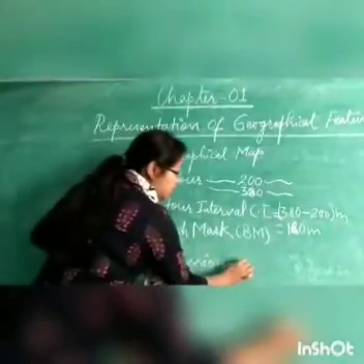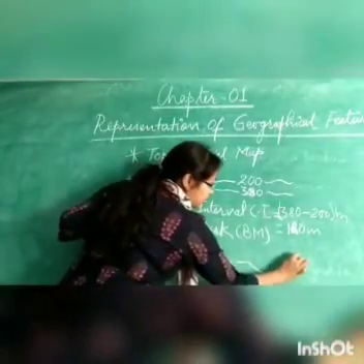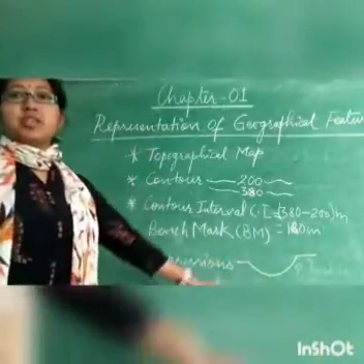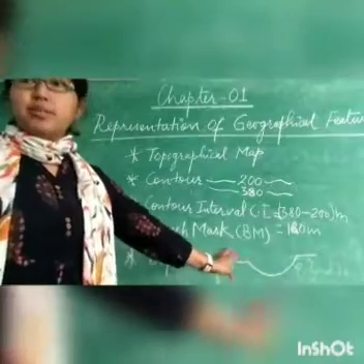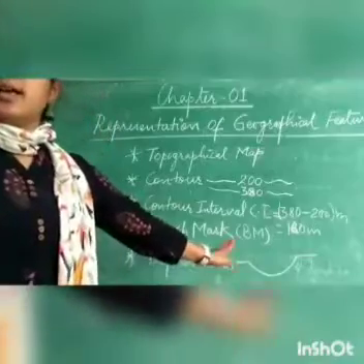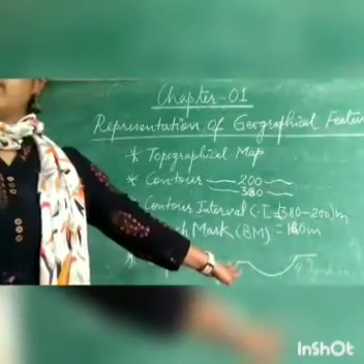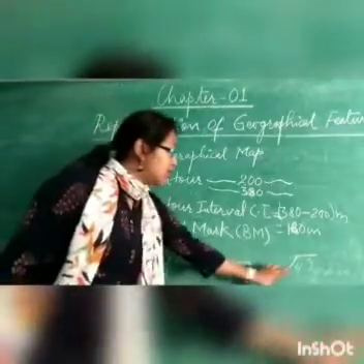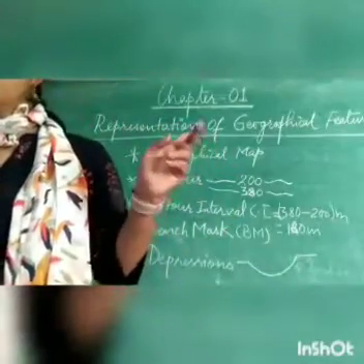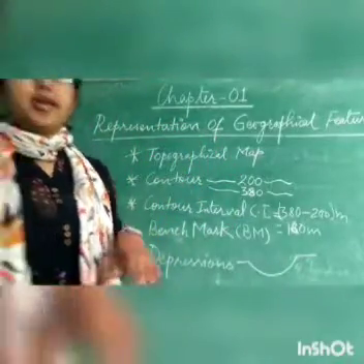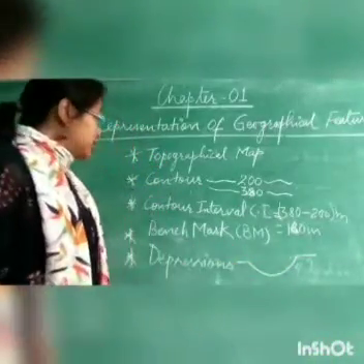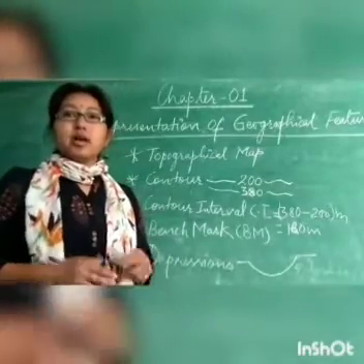So depression is what? It's like this. This is depression, right? Depression is a natural feature. It's not man-made. Depression is a natural feature, and we can say it's a place lower in height than the surrounding or adjoining area. So this is depression. Clear? Okay.